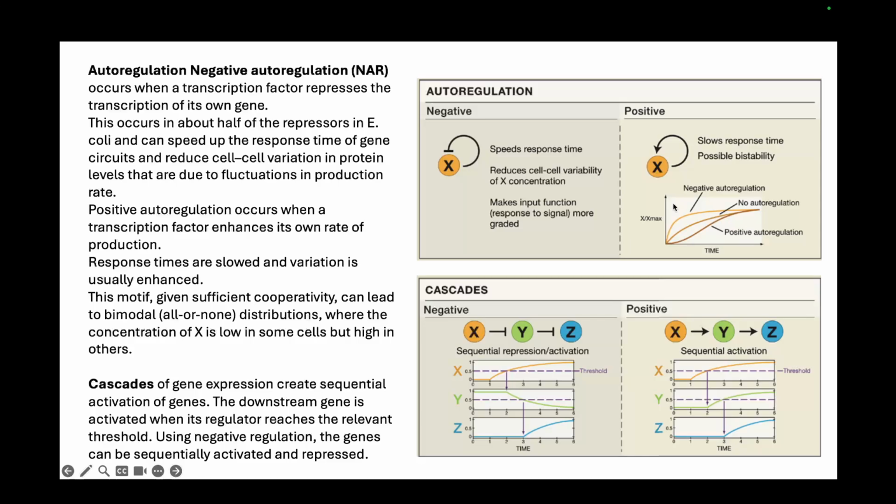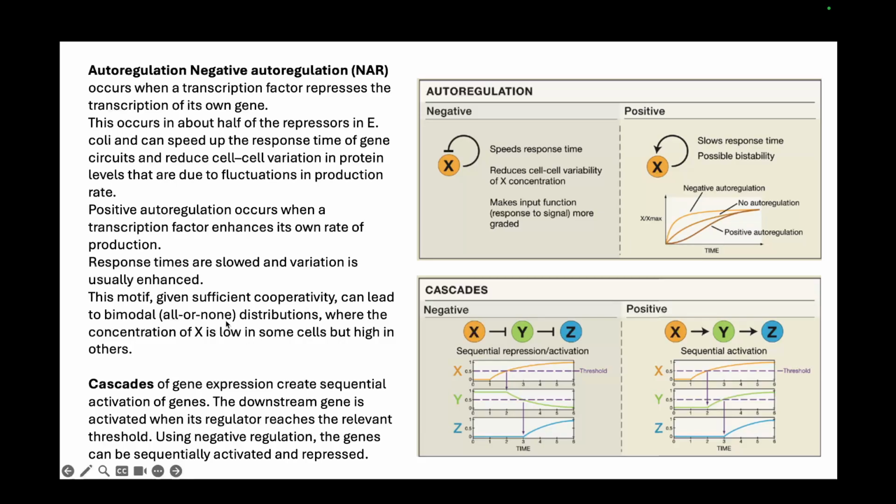Autoregulation occurs when a transcription factor represses the transcription of its own gene. This is the case of negative autoregulation. This occurs in about half of the repressors in E. coli, and it can speed up response times of gene circuits and reduce cell-cell variation in protein levels due to fluctuations in production rate. Positive autoregulation occurs when a transcription factor enhances its own production, as in this one. Response times are slowed and variation is usually enhanced.